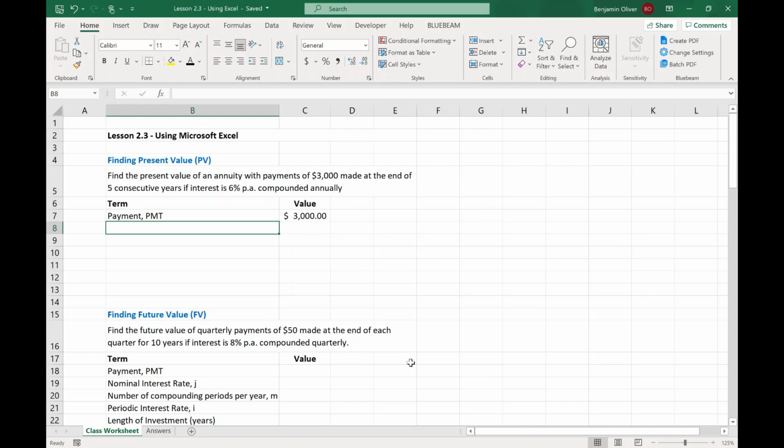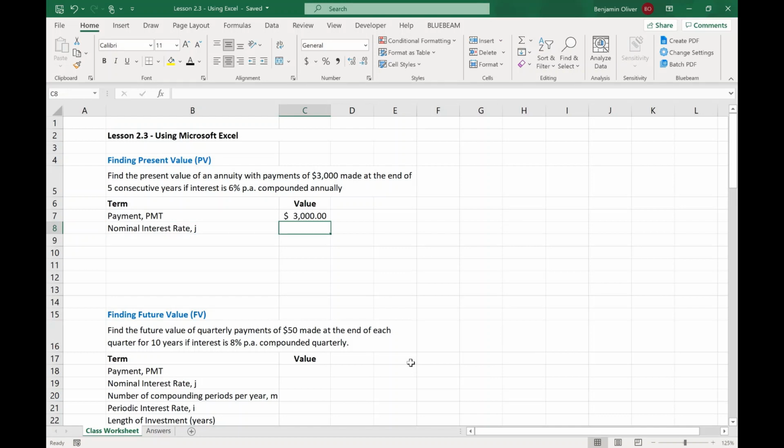So the next term we always looked at was what else was given in the question. Well, the nominal interest rate. So I can type nominal interest rate, now I'll type a comma, and remember that term is J. So I'll type in J. Now I'll press tab to go to the cell to the right.